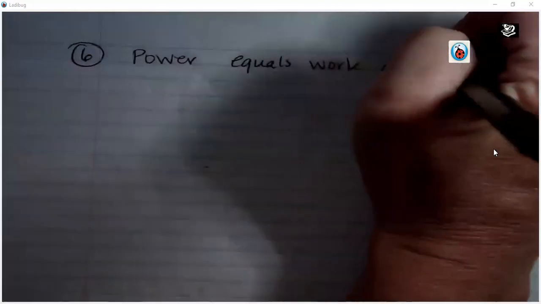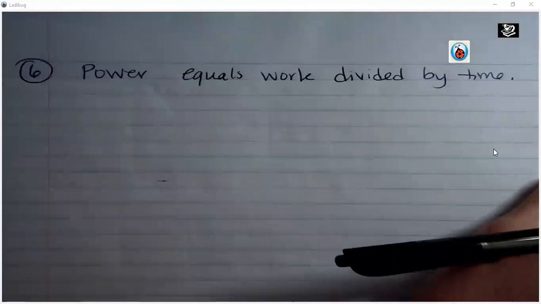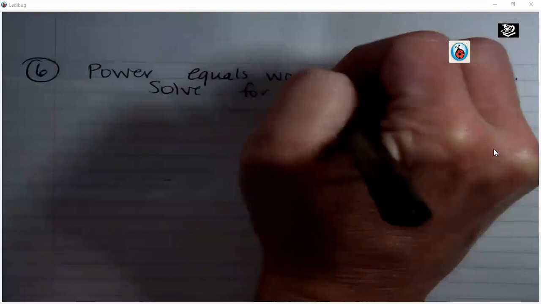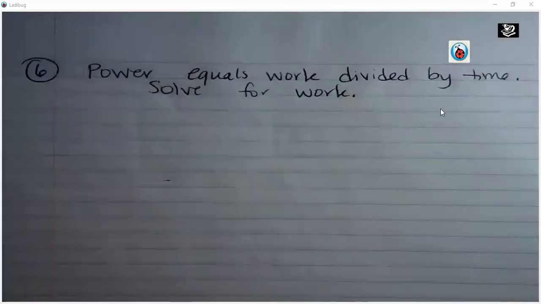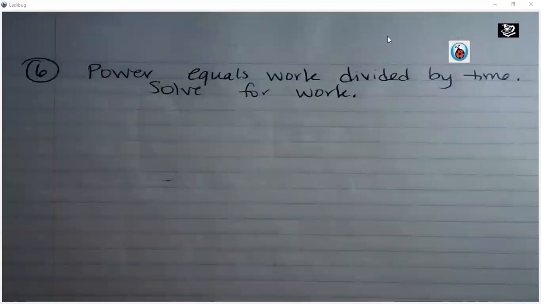All right, power equals work divided by time. Solve for work. Power equals work divided by time, solve for work. You don't have to write anything down yet. You do need to write when we start doing the work for it. Somebody other than Cadence or Daniel, somebody else, what do you think would be a good idea to do on this problem?